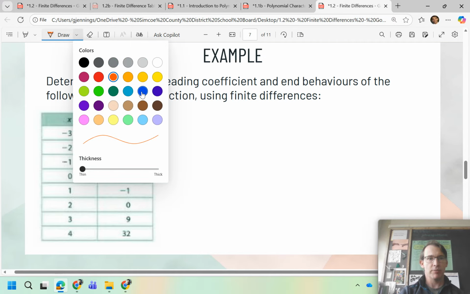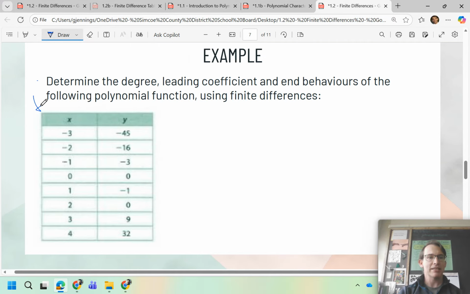Okay, so let's take a look at this example and we'll see how we apply this idea where the constant difference that we find is equal to a times n factorial. Hey, Mr. Jennings, I notice something that I can use to memorize that. What can I use to memorize that? Oh, it's like a can formula. Okay, cool. Let's go. So 45 goes to 16. Is that going to be a positive or negative first difference?